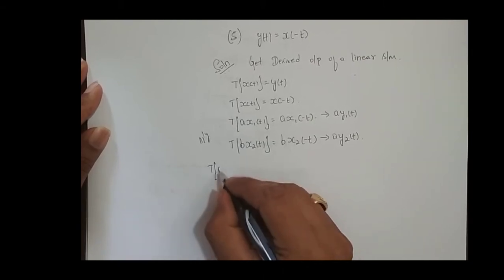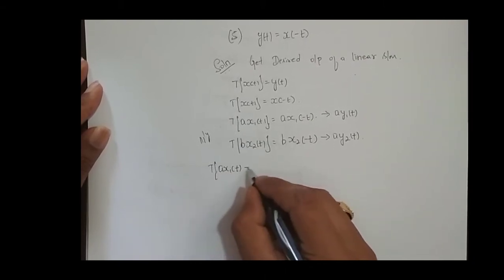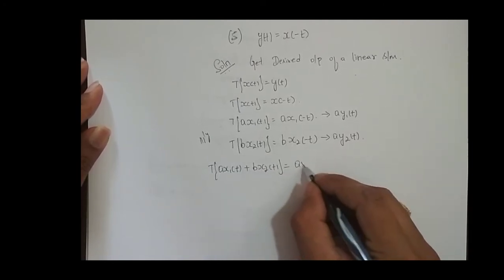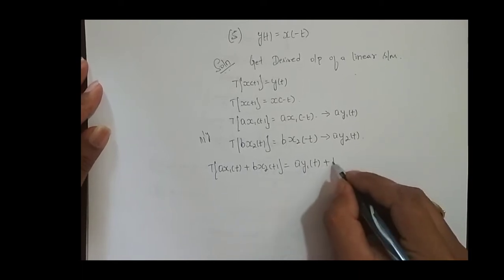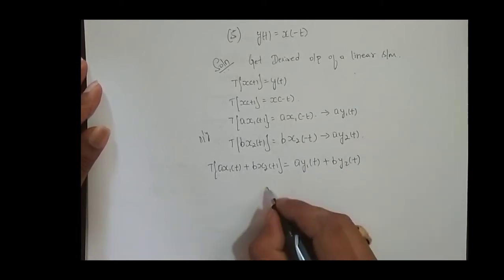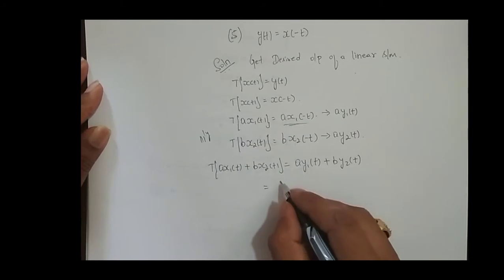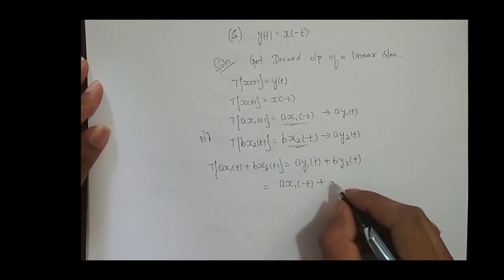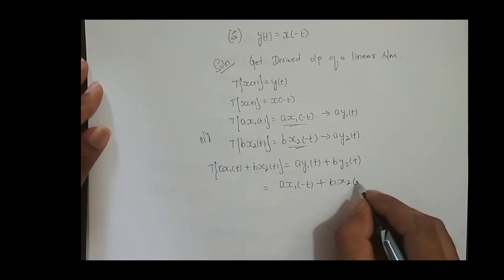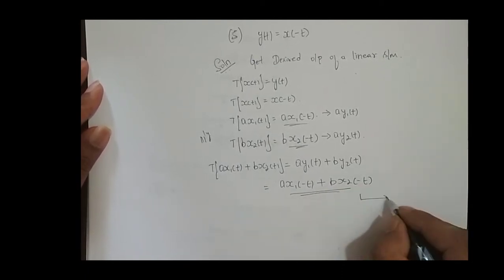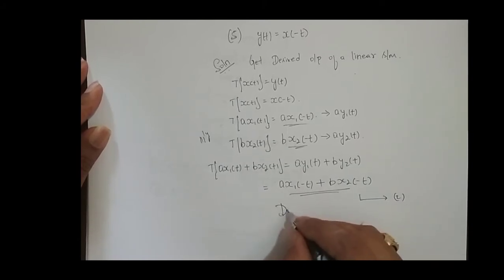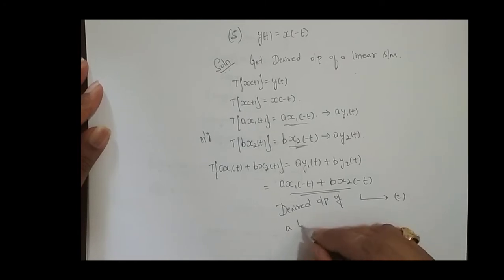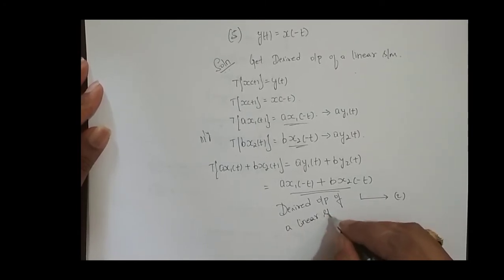Now we'll combine the inputs. A times x1 of t plus b times x2 of t gives a times y1 of t plus b times y2 of t, and this is equal to a times x1 of minus t plus b times x2 of minus t. Okay, this is actually the desired output of a linear system.